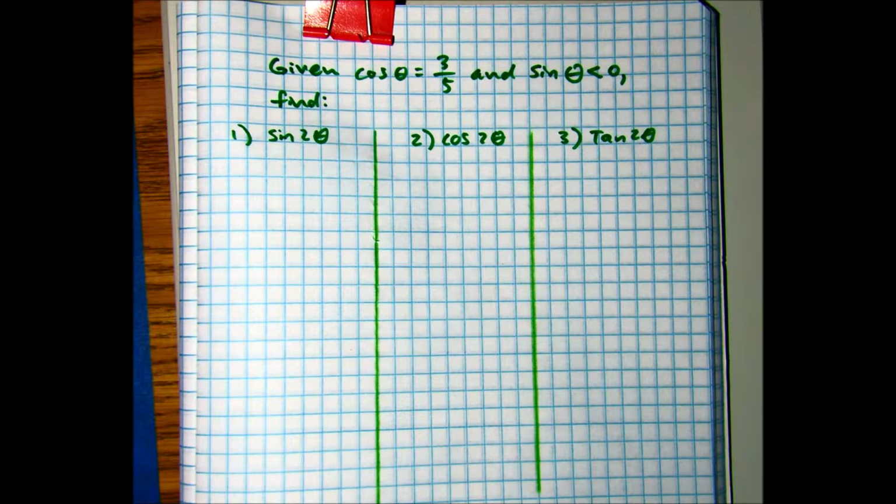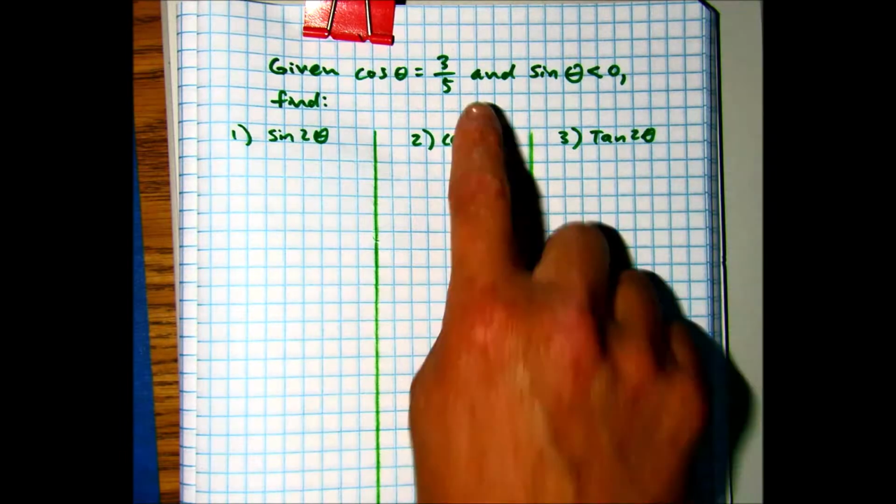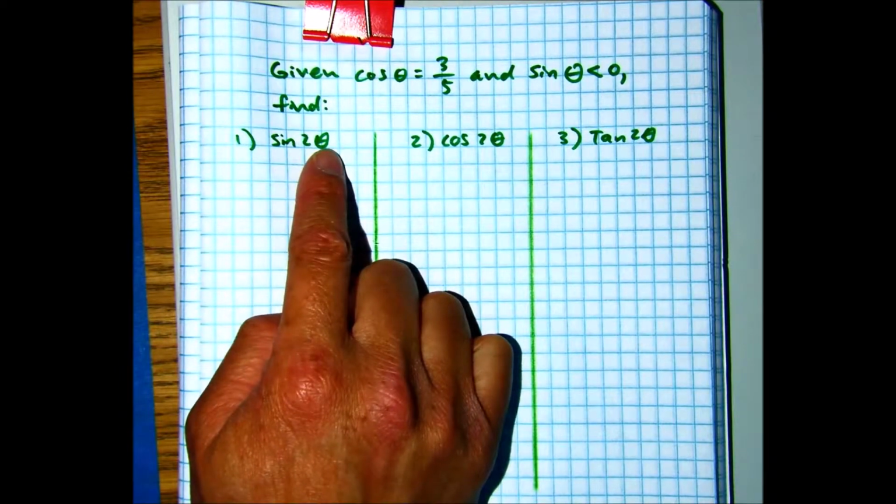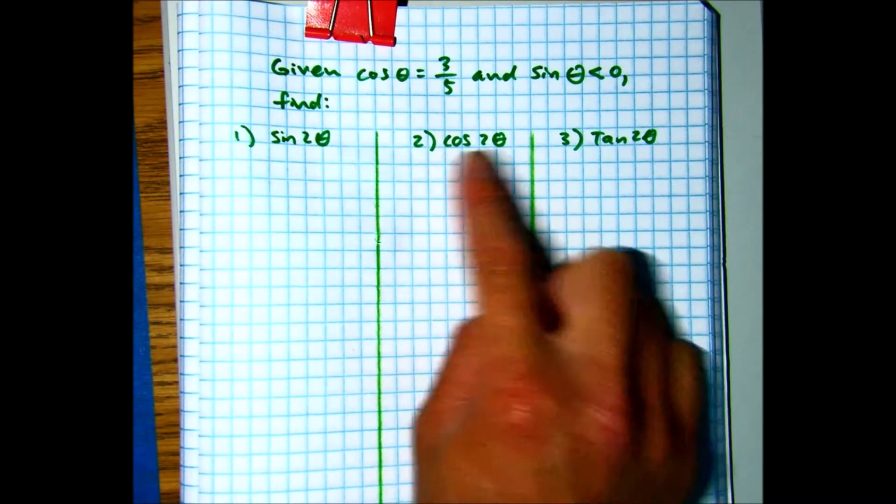Let's go over this problem. Given cosine of theta is 3/5 and sine of theta is less than 0, find the double angle of sine, double angle of cosine, and double angle of tangent.